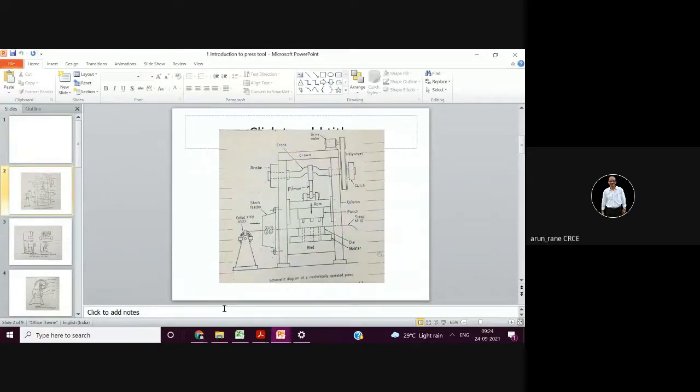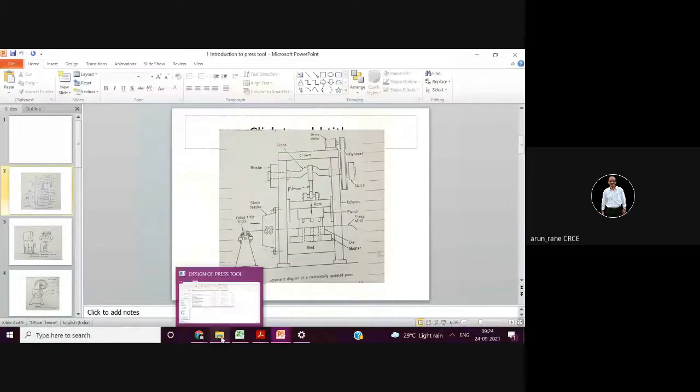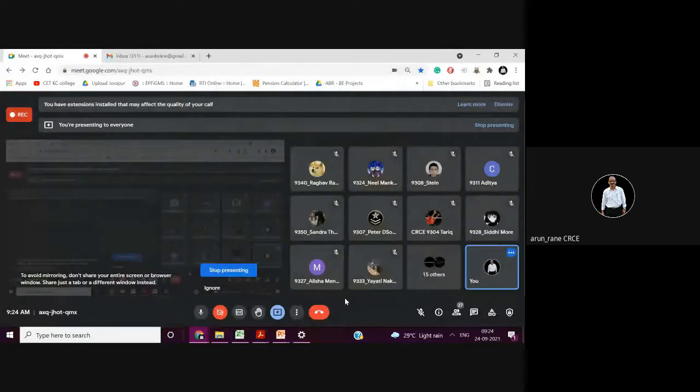Like now, this is a press. A typical press will look like this. Again and again, I'm showing you so that you understand it. Hello. If you have any doubt, please feel free to ask. Yes, sir. Yeah.